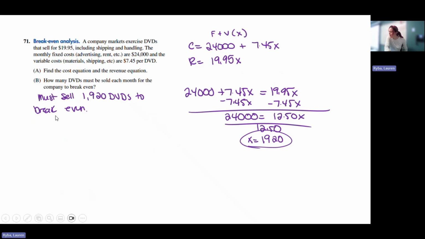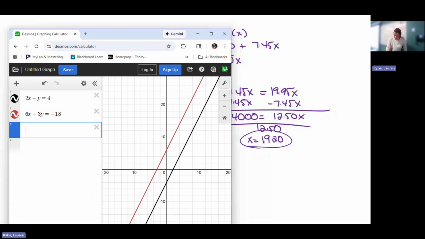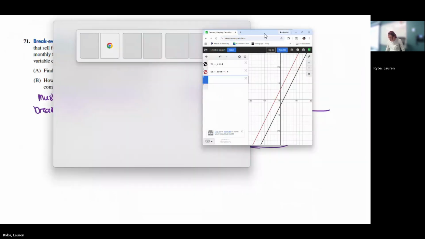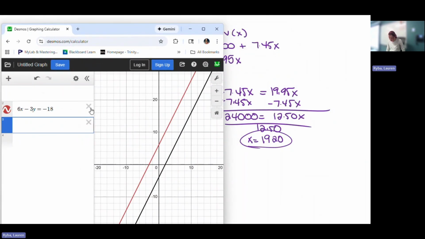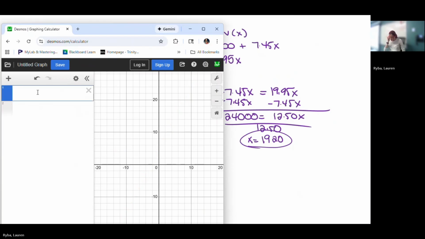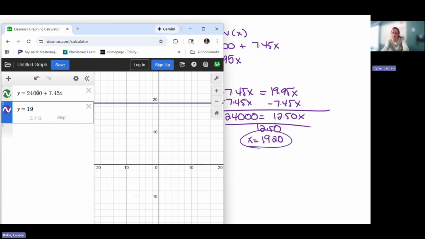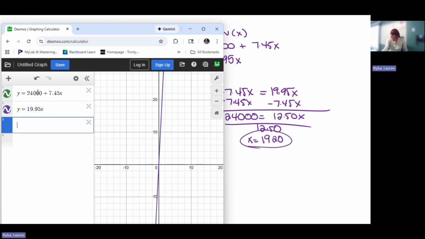Okay, could I have gone to Desmos here and graphed both of these? So instead of C and R, we're going to do y equals 24,000 plus 7.45x and y equals 19.95x.